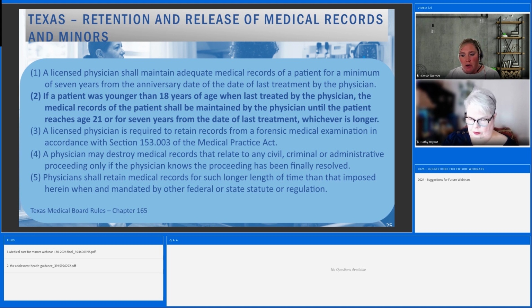So you would have to look at their last appointment and then add the ages there to make sure you keep it for the appropriate amount of time, the 7 years, or till 21. Again, whichever is the longest one is what the requirement is for maintaining those records.